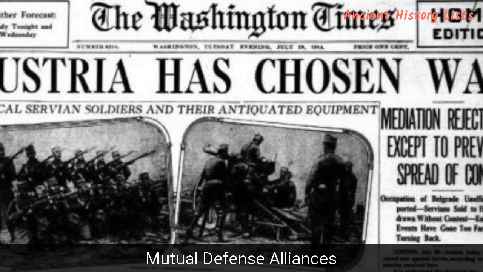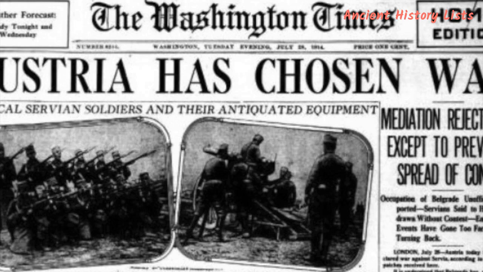Number 3. Mutual defense alliances. As the relationships between nations started to take an ugly turn, countries across Europe began to sign mutual defense agreements with nations they could depend on in the face of war. Since these were mutual defense treaties, it meant that if an allied nation became involved in any sort of war, the other nations had to participate as well in defense of their ally.